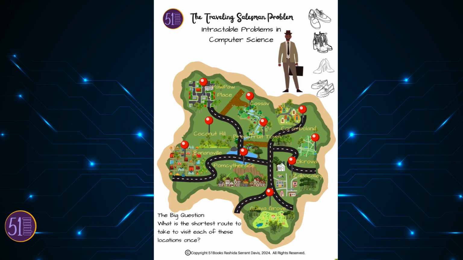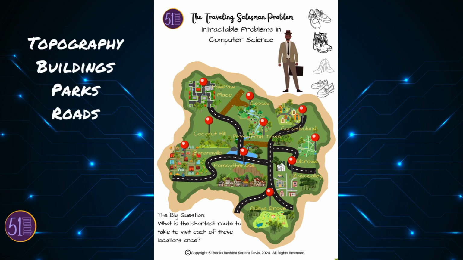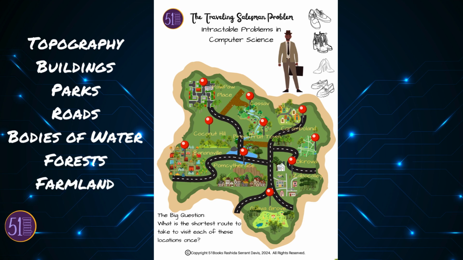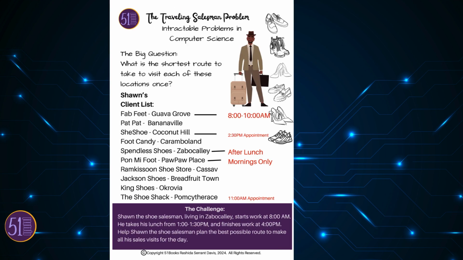On the next page, we see how the problem becomes even more complicated when you have to consider obstacles such as topography, buildings, parks, roads, bodies of water, forests, and farmland. Then on page 3, students have an opportunity to start making decisions as to which shop he should visit, at what time, to come up with the most efficient route.